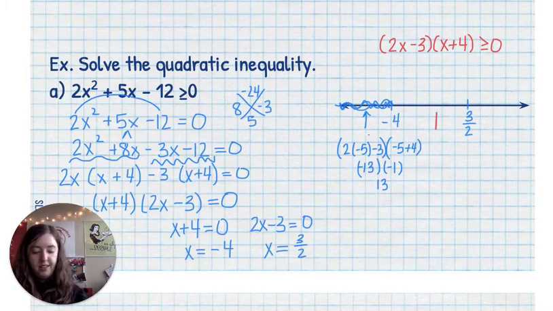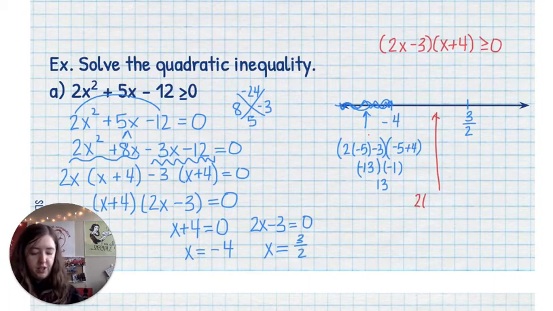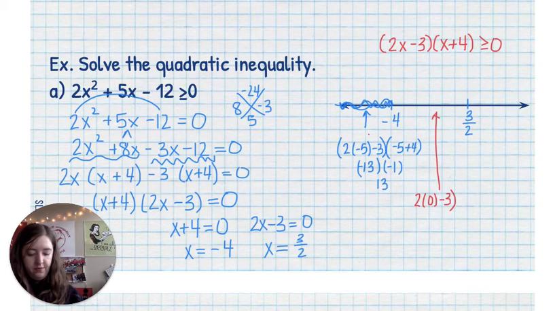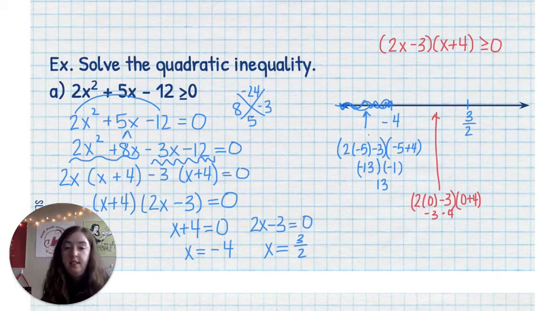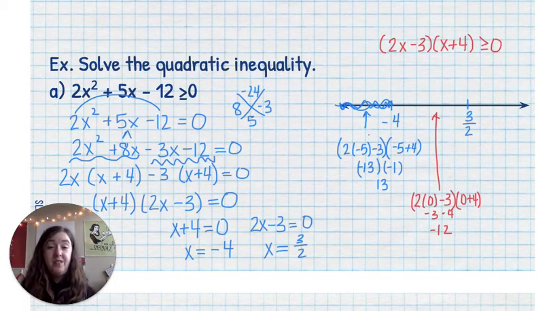Then we're going to plug in something in the middle. The easiest thing to plug in between -4 and 3 halves is going to be 0. So if we take 2 times 0 minus 3, that's -3. And then we'll have 0 plus 4, that's positive 4. -3 times positive 4 is -12. Is -12 greater than or equal to 0? No, it's not, so that's not going to be part of my domain.